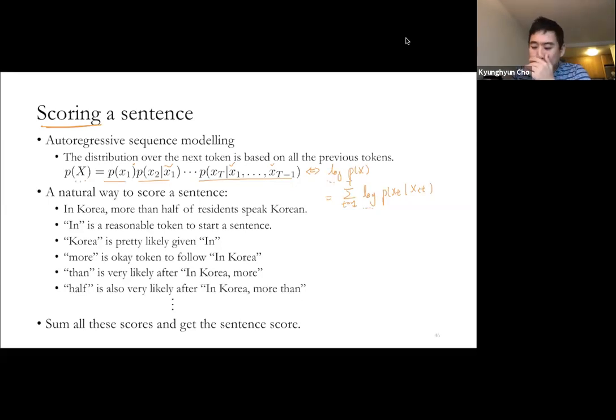So let's look at how we would use it with an example: in Korea, more than half of residents speak Korean. First we compute the log probability of "in", which is the first word. It's a reasonable token to start a sentence, so it's going to have a high score. Then, given "in", we compute the log probability of "Korea", because "in" is often followed by a location. This is pretty reasonable, so we have a high score. Then we compute the log probability of "more" given "in Korea". Okay, maybe, maybe not, it's not so highly probable. But then we compute the log probability of "than" given "in Korea more". This is very likely because "more" is often followed by "than", because it's a comparison operator. We continue to do so, and then sum all those log probabilities to get the log probability of the original sentence, that is, in Korea, more than half of residents speak Korean, which is kind of a true story, right?